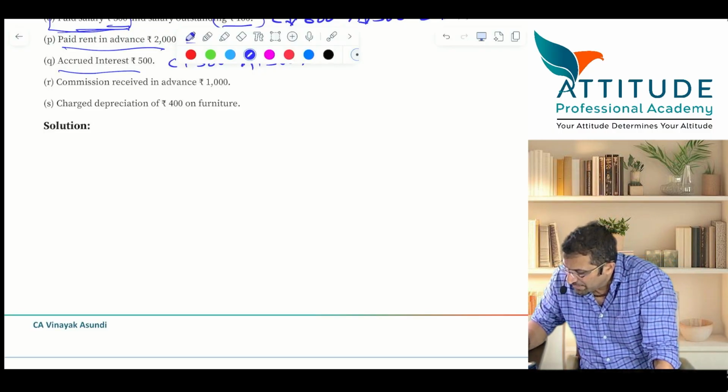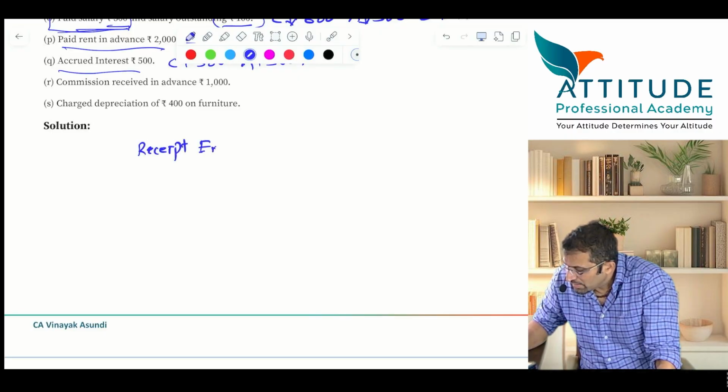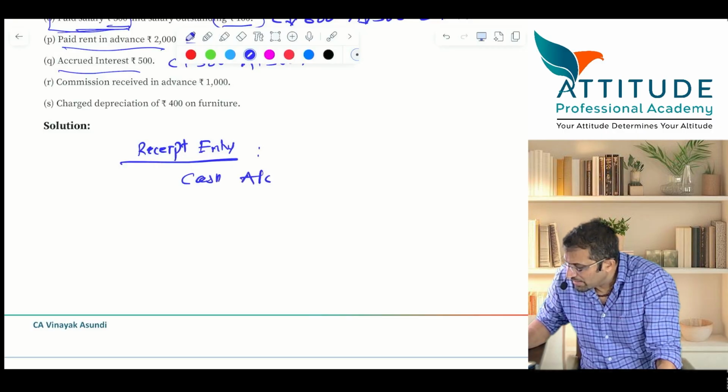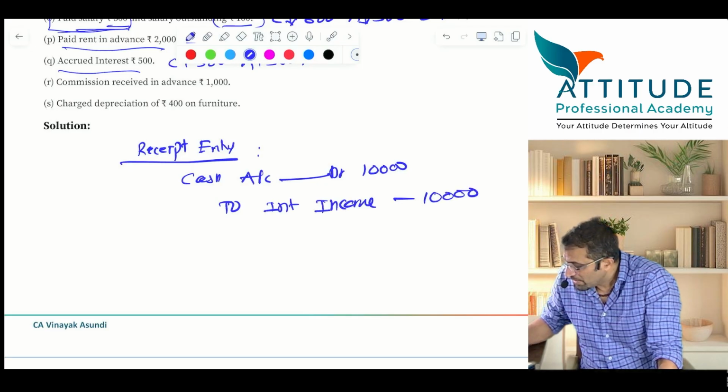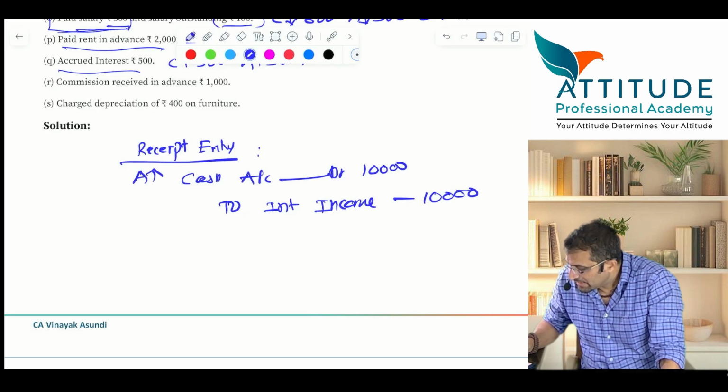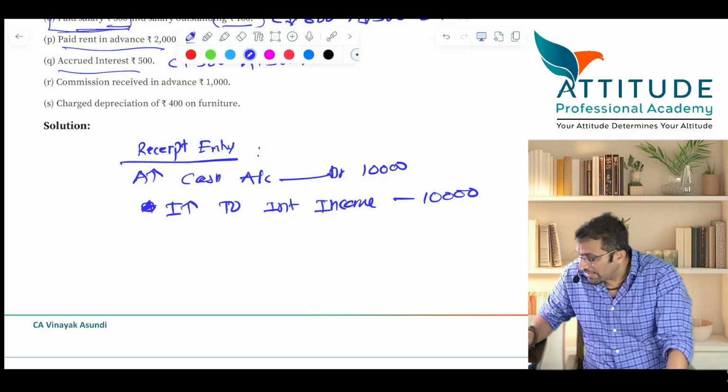Pass the entries in the books of Vinayak sir. Tell me the journal entry first, the receipt entry. Cash account debit. I have received how much? 10,000. To interest income. Interest income is an income. Asset increases. Income increases. Is that right?